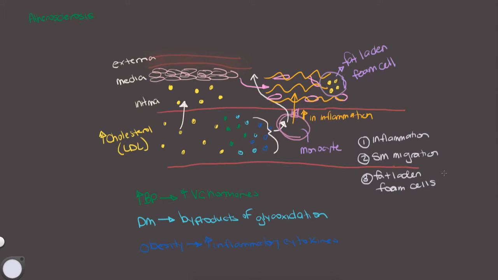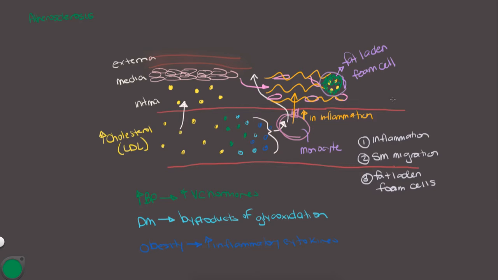So we have inflammation, smooth muscle migration, and the formation of fat-laden foam cells. What happens in this case is we start to have the buildup of smooth muscle cells and these big fat foam cells. I'm going to fill those in with green so they're obvious of where they are. So we have this fat-laden foam cell living within our tunica intima. We have our smooth muscle cells, and we have this inflammatory process that's going on.